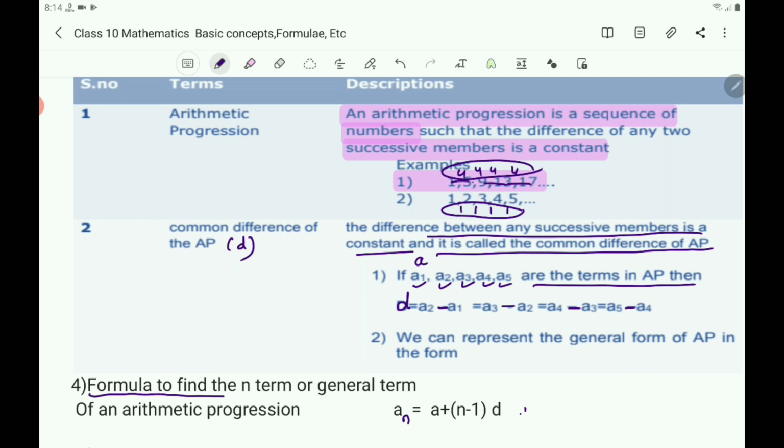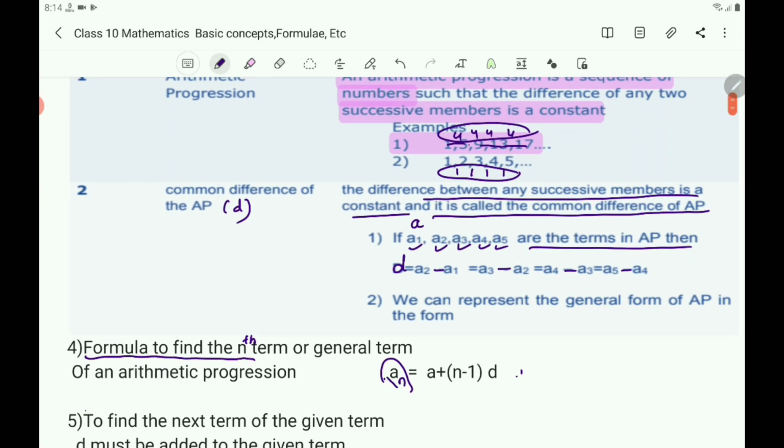Then the formula to find the nth term, or general term, of an arithmetic progression. The general term is denoted by an, and an equals a plus n minus 1 into d. So what is the formula to find the nth term of an AP? Sometimes this question may come in the question paper. The nth term of an AP is an equals a plus n minus 1 into d.